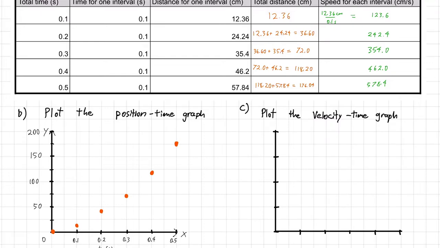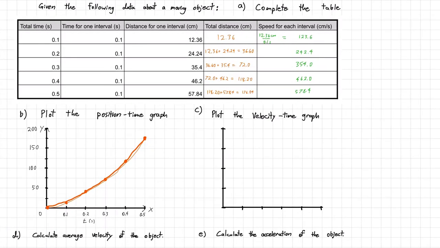Now once we have our dots, we can start sketching this curve. Obviously these sketches won't be perfect, but you're going to do as best you can, make it as straight as possible. And that is part B.